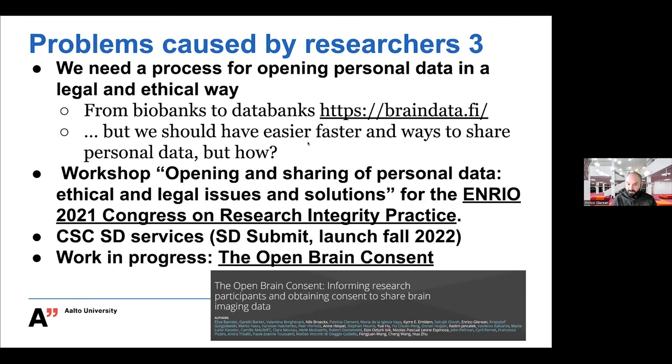So we are figuring out, and there are already ways of opening even the data that we often claim cannot be shared. In general, this is work in progress, because the European Data Protection Board is still discussing this type of sharing issues, but Finland is actually an excellent country where things like the secondary use of social and health data and new services that are coming, like the CSC sensitive data services, will enable this opening, or not fully opening because it's not going to be publicly open, but to facilitate the reuse of sensitive, personal data that has been used in a study.